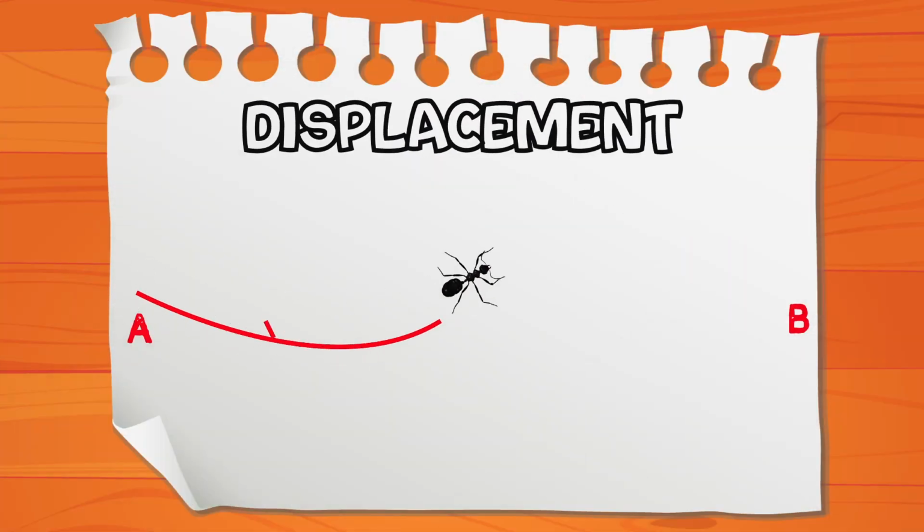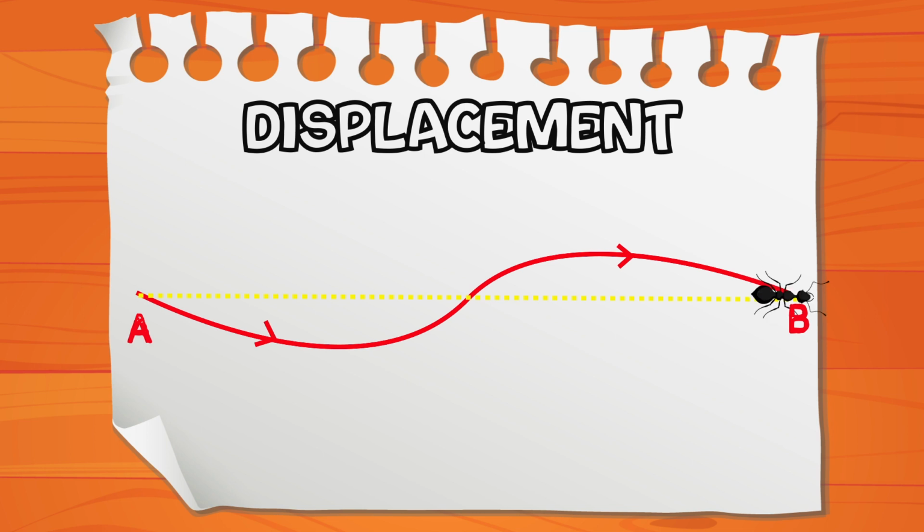Displacement, on the other hand, is the shortest distance between the initial position of the object and its final position. Here, the displacement of the ant is from point A to point B in a straight line, which is the shortest distance between the points.